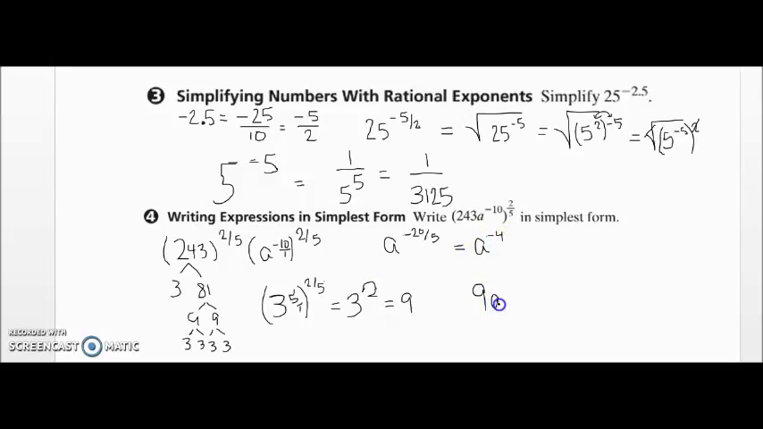So we have 9 times a to the negative 4. Let's deal with this negative exponent. It just means it's not happy. We're going to put it down in the denominator. So this is going to be 9 divided by a to the 4th power. That one might take a little bit more time to work through, so just follow the steps that we did. So this should be your final answer.